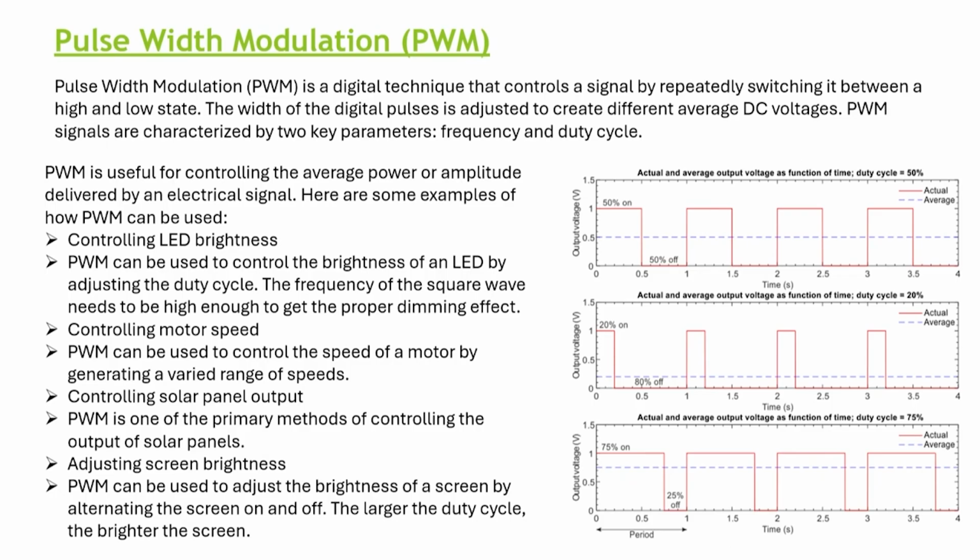So, pulse width modulation is a digital technique that controls a signal by repetitive switching of the signal between a high state and a low state. Thus, you can create this pulse width signal from a DC volt. For example, you can see in this case when it is 50% on, 50% off, then you get a pulse like this from a DC signal.